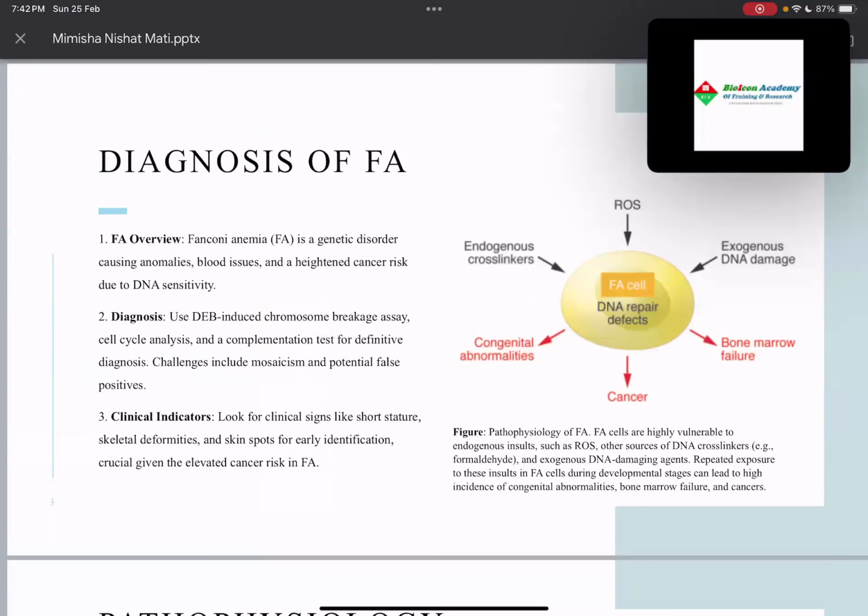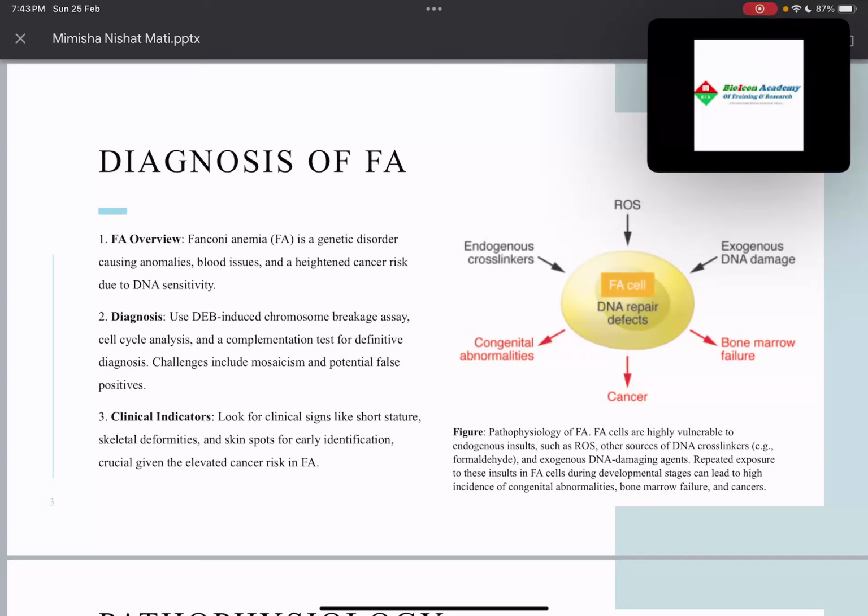Diagnosis of FA. The overview of Fanconi anemia: Fanconi anemia is a genetic disorder causing anomalies, blood issues, and heightened cancer risk due to DNA sensitivity. Diagnosis: use DEB-induced chromosome breakage assay, cell cycle analysis, and a complementation test for definitive diagnosis. Challenges include mosaicism and potential false positives.